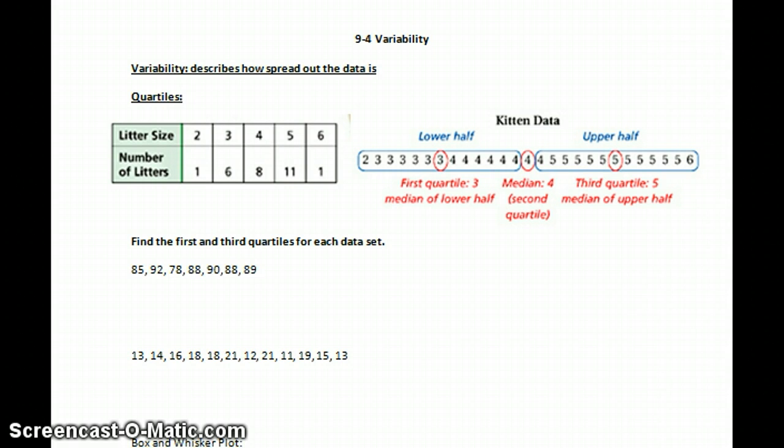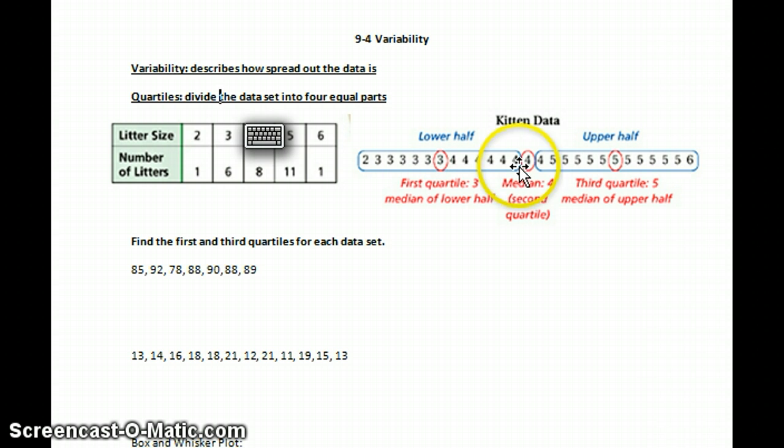Welcome to 9-4 Variability. In this video we will focus on box and whisker plots. Variability describes how spread out the data is. We show this by using quartiles. Quartiles divide the data set into 4 equal parts.